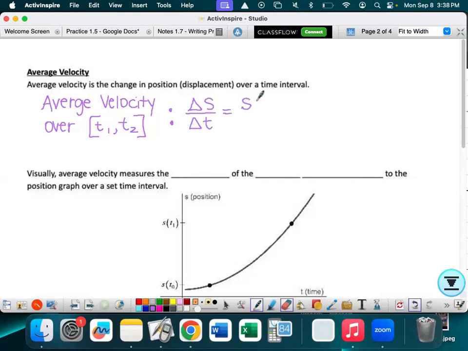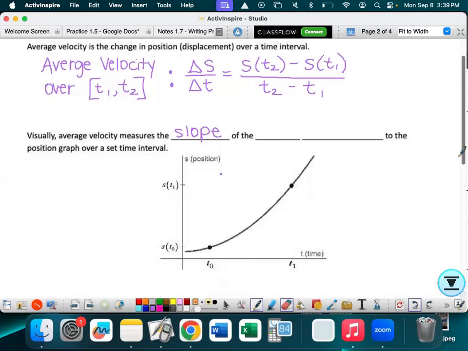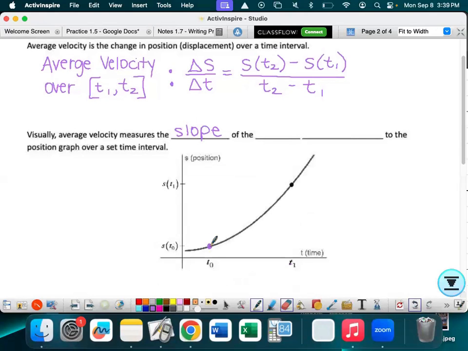So that would be the position at time 2 minus the position at time 1 over time 2 minus time 1. Now I'm talking about rates of change. I'm talking about slope. So the average velocity will measure the slope of the line that connects those two positions. So I have that here, and I'm going to draw the line that connects them.